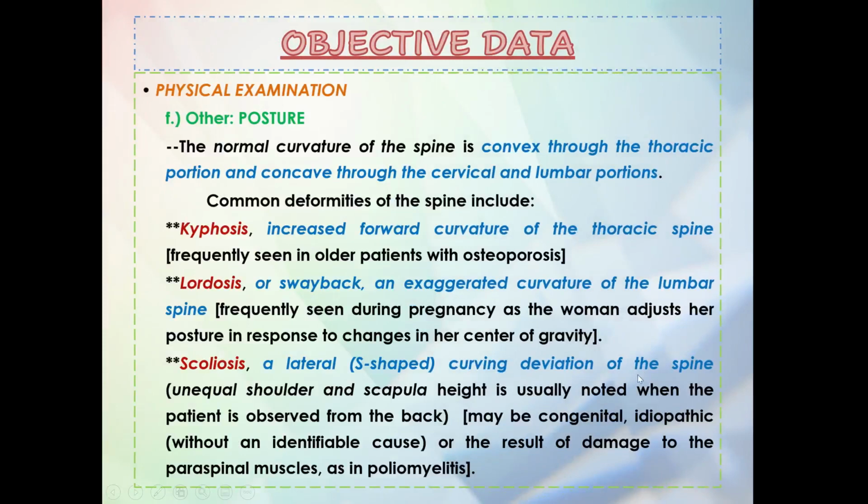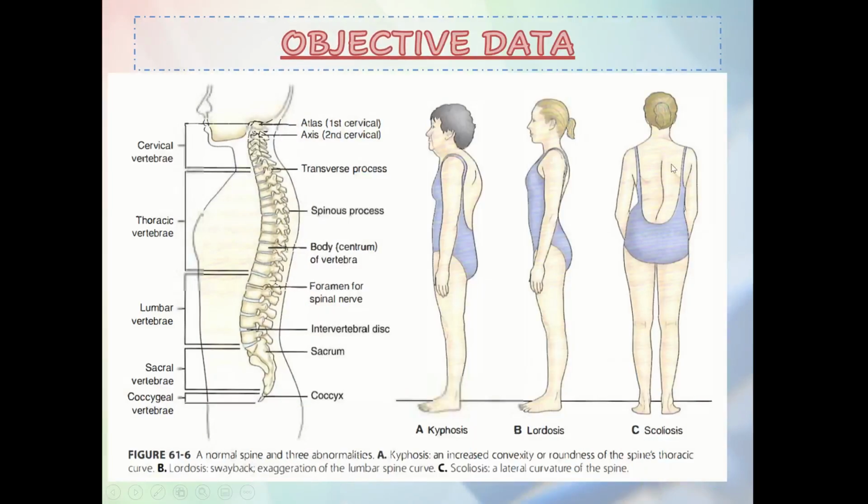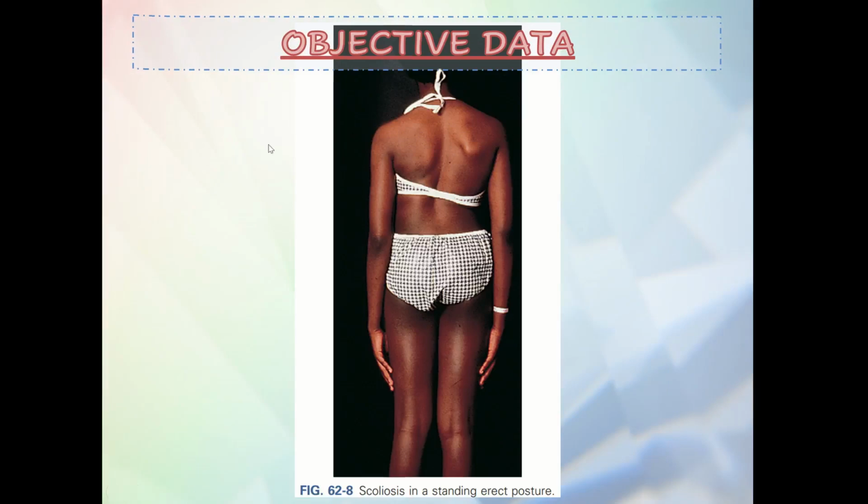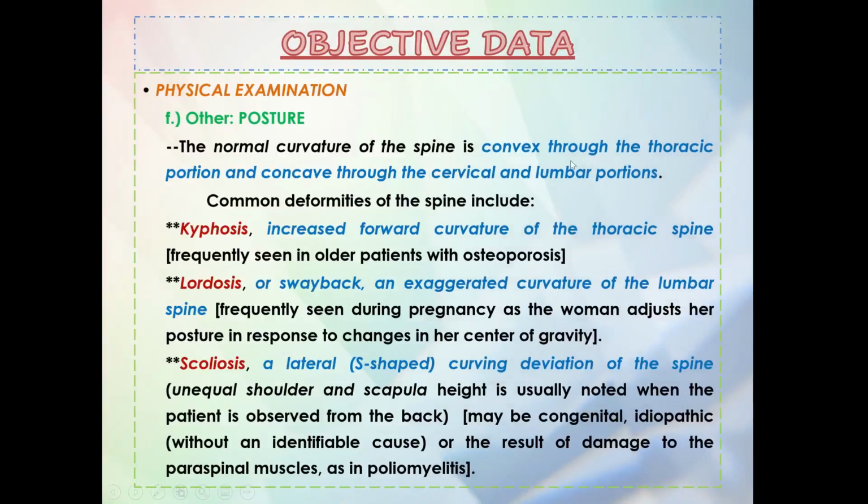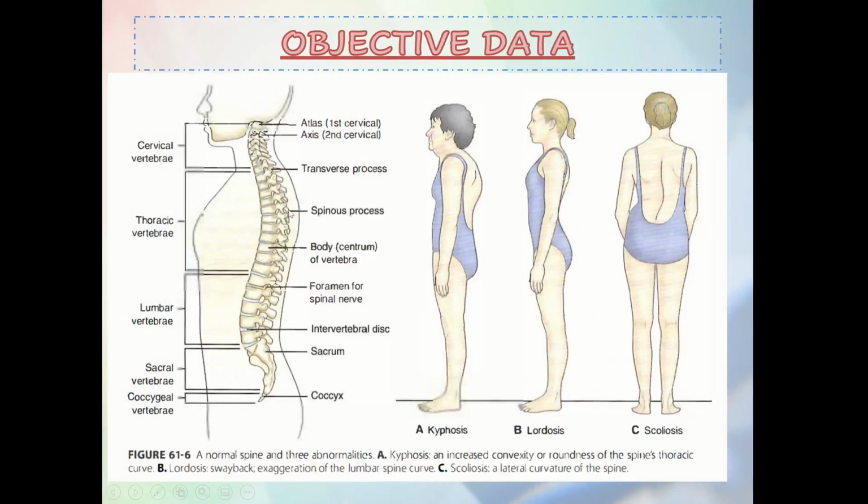And then for the scoliosis, the problem here is curving deviation of the spine. So, naka-lateral siya. Lateral yung deviation. So, parang naka-S. Okay? So, kita natin na hindi pantay yung scapula and the shoulder. So, ito yung ating normal spine. So, ang sabi rito, di ba, we have convex yung thoracic portion. So, naka-convex siya. Ito yung thoracic. And then, concave na itong cervical and the lumbar. So, this is the normal spine.